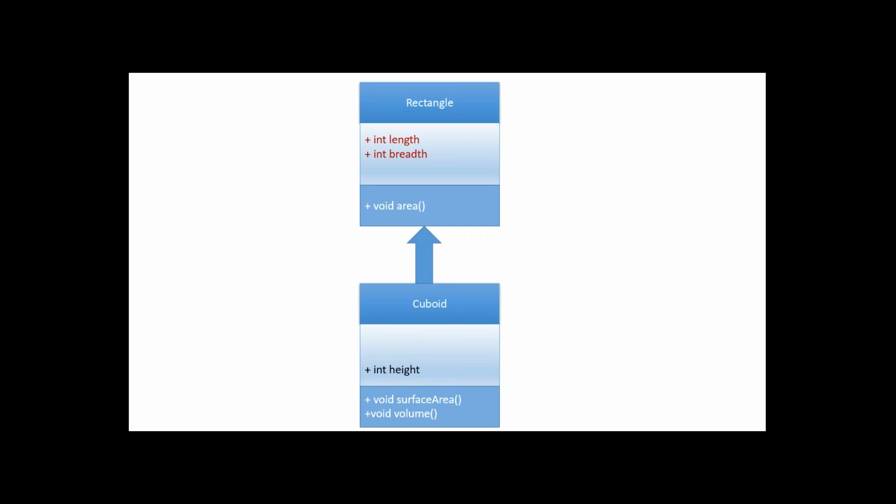If your new class has the features of the base class, you just inherit it and you write only its own features. So what is the new feature for the derived class? Cuboid's length and breadth are already inherited. What are its additional features, the child class's features? Correct. Height and volume are the additional features.